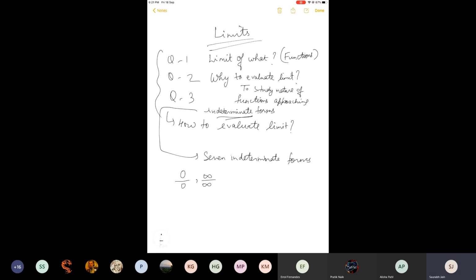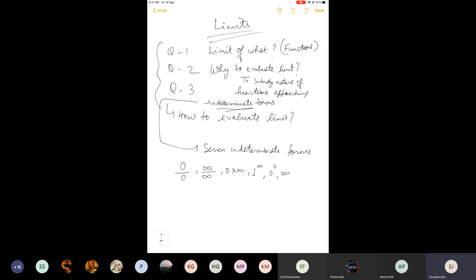Second is infinity by infinity. Infinity by infinity is not 1, it is not 0, it is not any other number. It is simply indeterminate. Then 0 into infinity, again indeterminate. For some forms you may be confused, how could it be an indeterminate form? But you should wait for the topic to proceed. You will get the answer to every question.